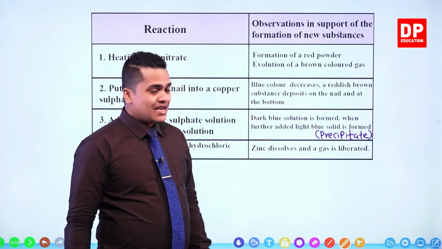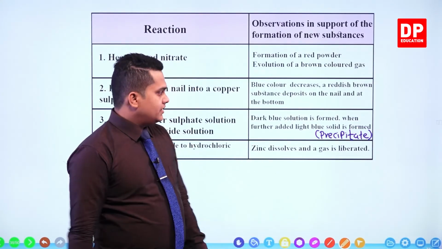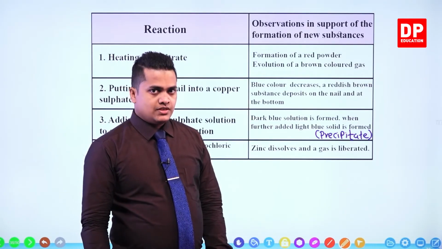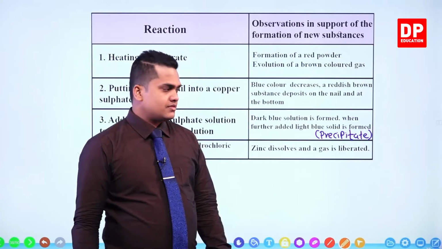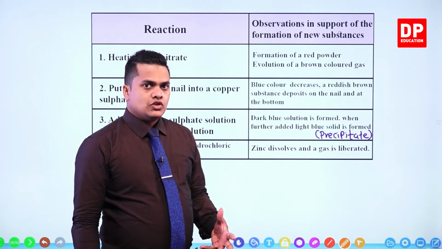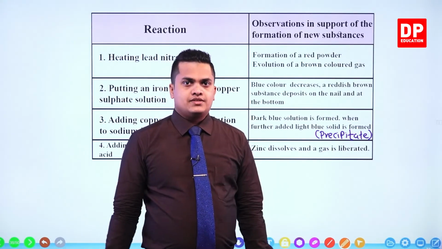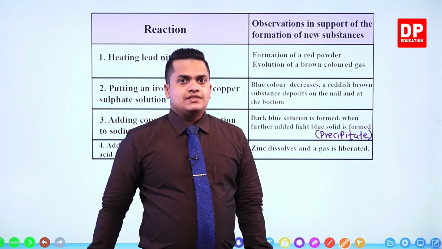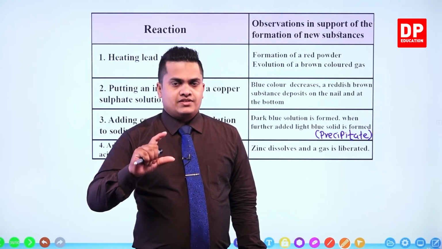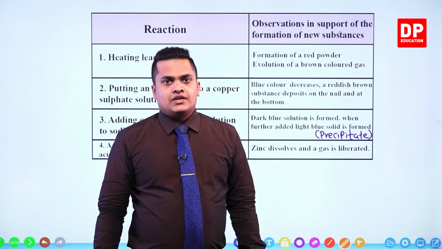Reddish brown substance deposits on the nail and at the bottom, new substance. Dark blue solution is formed. Finally, a precipitate could be observed. Precipitate, a new substance. Evolution of gas bubbles, new substance. So in each of these cases, you could observe there are new substances. If there are new substances, my dear children, then there is solid evidence to prove it.